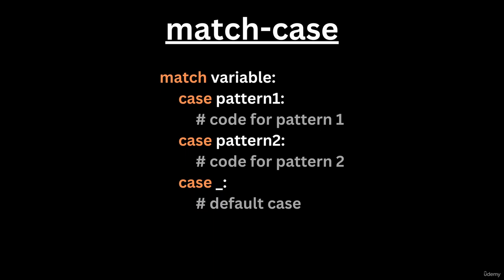The underscore is like a wildcard that acts like a default case if no pattern is matched. That is, if none of the cases match the variable, the block of code in the underscore pattern will be executed. So it is just like the else statement in an if statement. The else statement is the one that will be executed if the condition is not true.